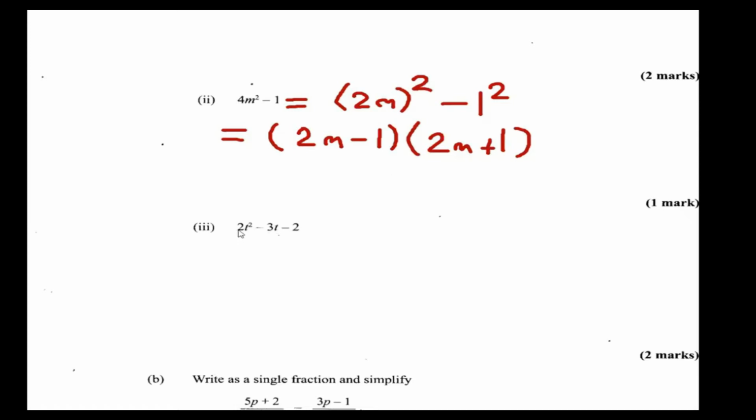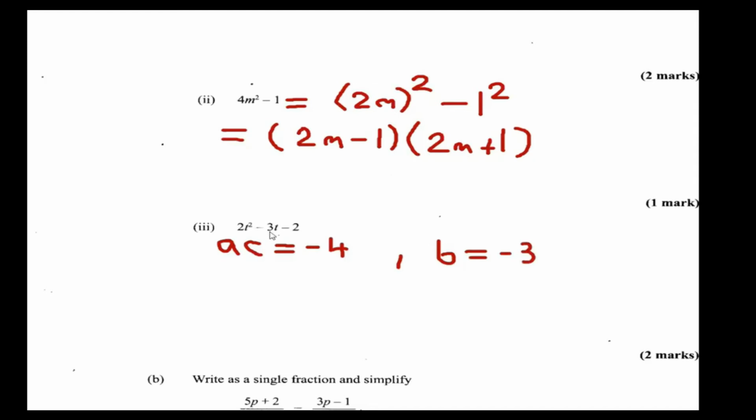All right, so a is our coefficient of t squared, c is the constant, b is the coefficient of t. And so what we get then is a times c is equal to 2 times negative 2, which is negative 4. So we're going to ask ourselves which two numbers, when we multiply them, we get negative 4, but when we add them, we get negative 3. That looks like negative 4 and positive 1.